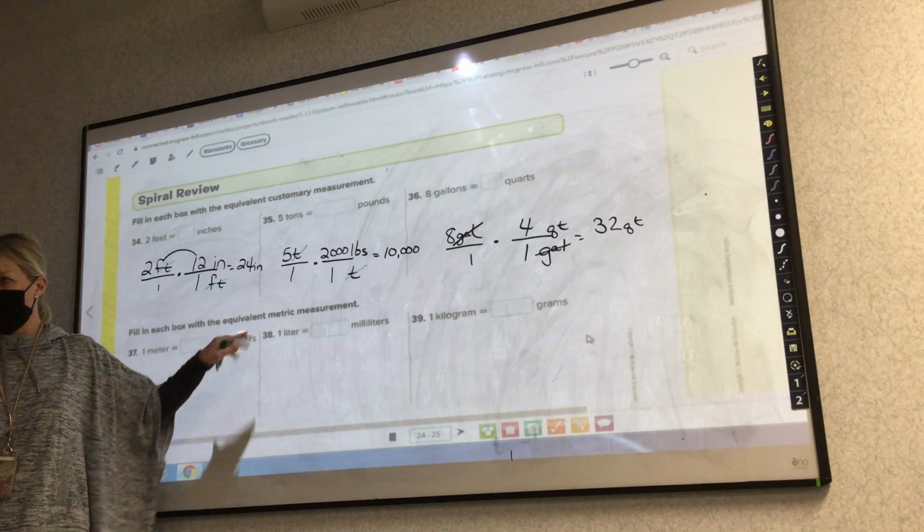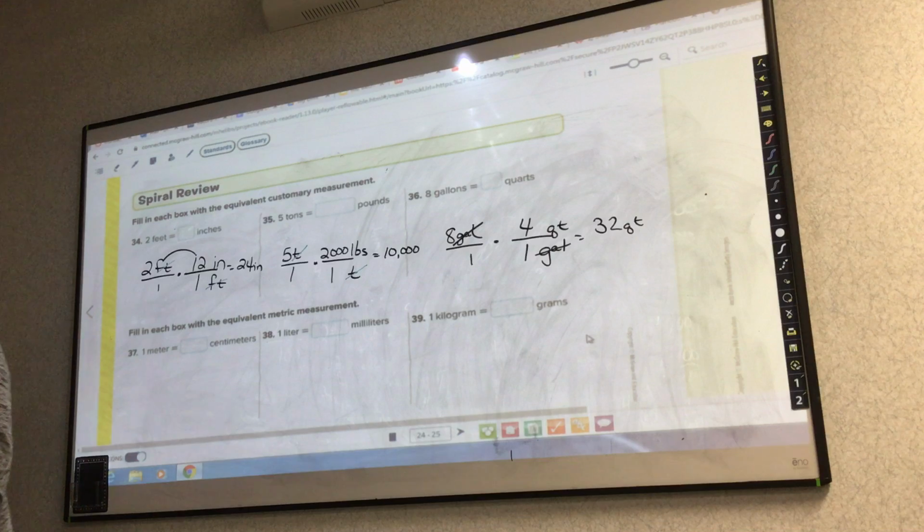A while back we did a lesson like this. Remember when we took a picture of the chart? That's why it says it's a spiral review. Spiral review means it's a review. It's something we've already gone over.